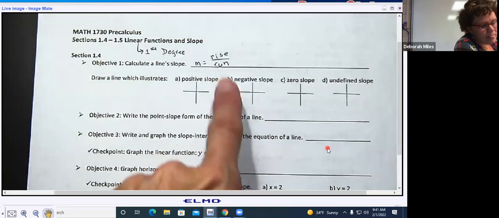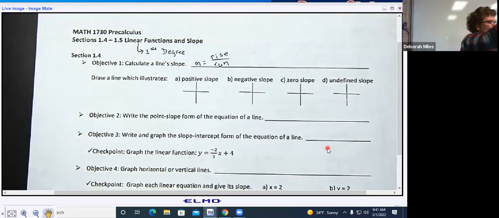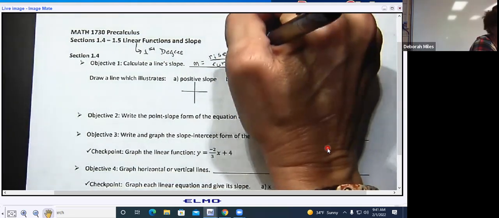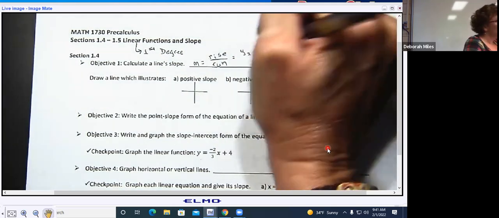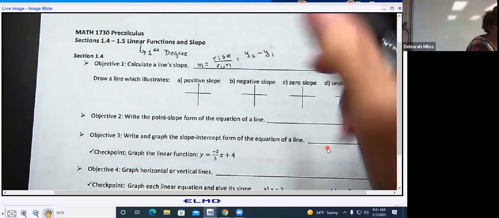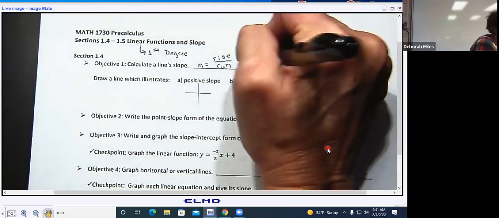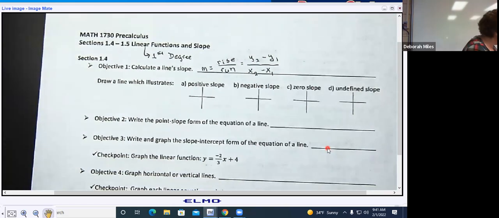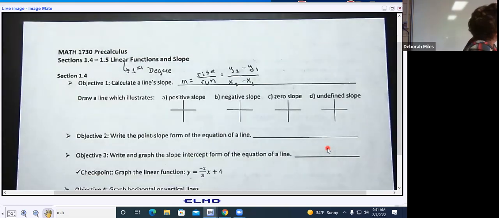So how do you find the rise? If I give you 2 points, how do you find the vertical distance? You just subtract the y's, because the y's give you the vertical distance of the point. And to get the run, you subtract the x's. So there's the slope formula that you've known just about forever. If I give you 2 points, you can substitute the coordinates into that formula and get the slope.